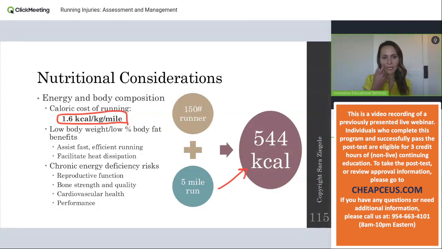We know that in running, low body weight and low percent body fat have the benefits of assisting fast, efficient running, and that it helps to facilitate heat dissipation. However, there is that two-sided coin again of chronic energy deficiency. So if we are running in that deficit for a prolonged period of time, there are consequences on reproductive function, on bone strength and quality, on cardiovascular health, and also on performance. And these we actually do cover in a lot more detail in the Red S section in our Women and Exercise course.